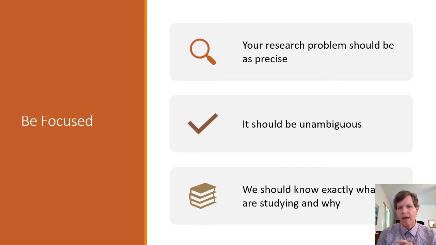Like I've been saying, you want to have your research problem as well as your research question to be very precise. Avoid ambiguity, and we on the committee, whoever your committee is, we really should know exactly what you're studying and why you're studying it. If you can't answer those two things, you're going to have a hard time getting a proposal accepted in your committee.